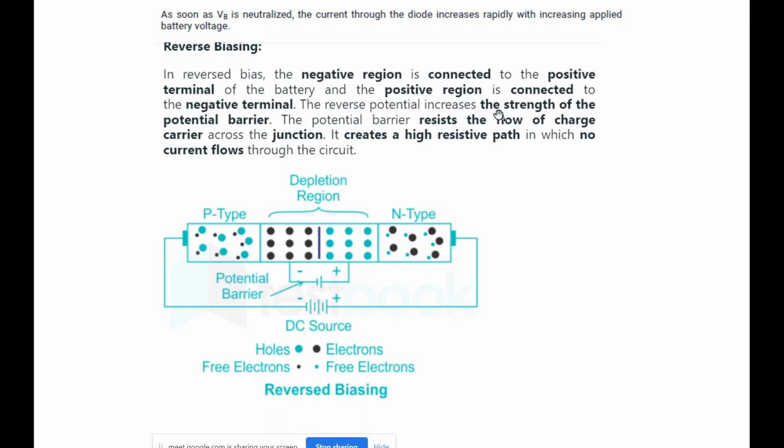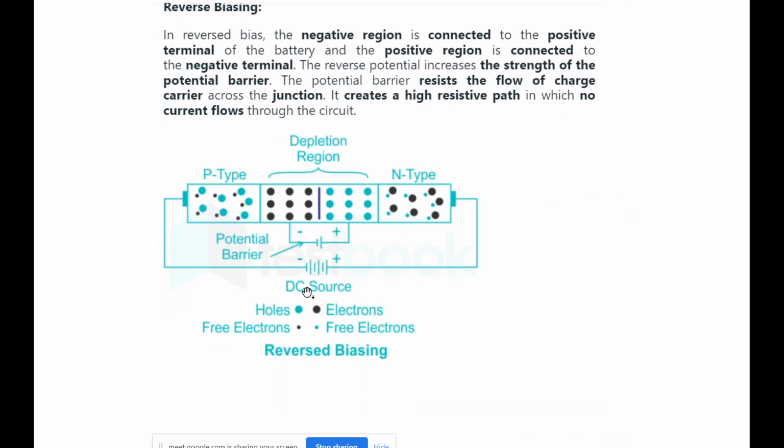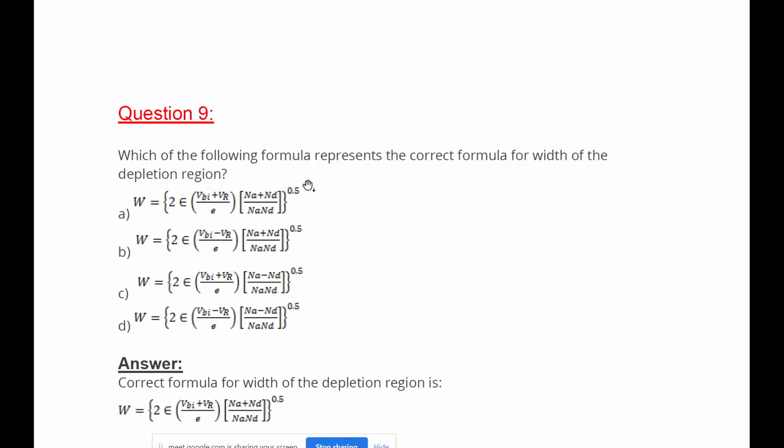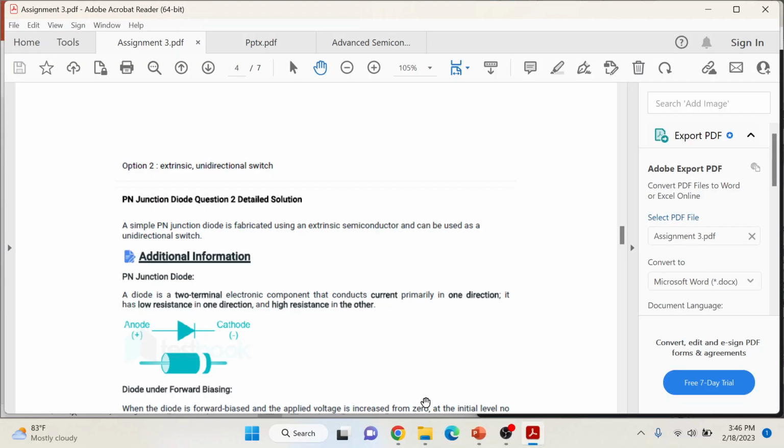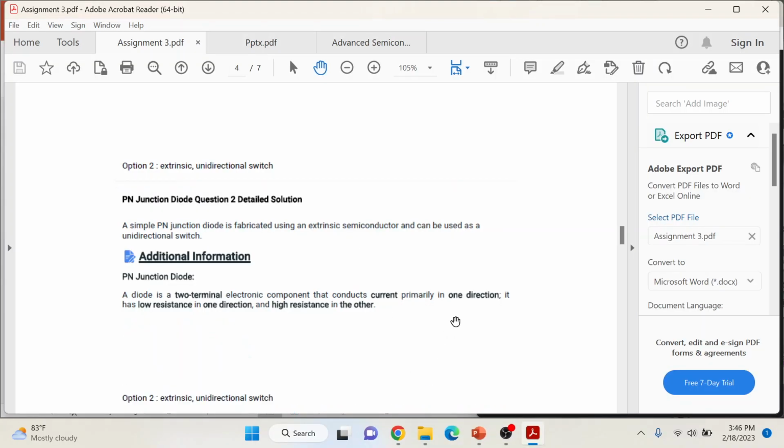The reverse potential increases the strength of the potential barrier. The potential barrier resists the flow of the charge carrier across the junction. It creates a high resistive part in which no current flows through the circuit. So what happens? There is no current, and the negative region is connected to the positive terminal, by which a reverse path is followed, which is known as reverse biasing. Okay, so this is all I can explain for it.